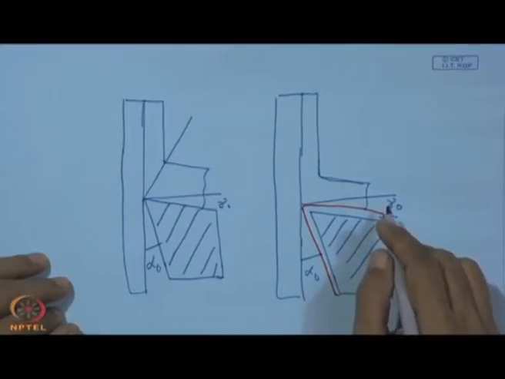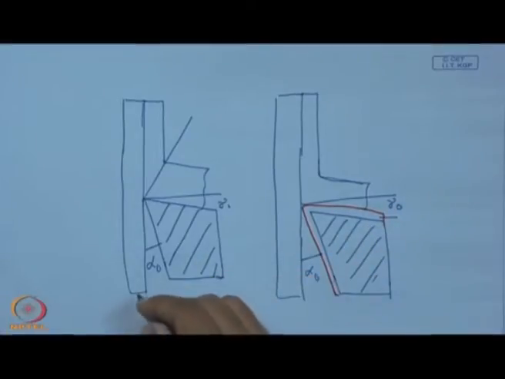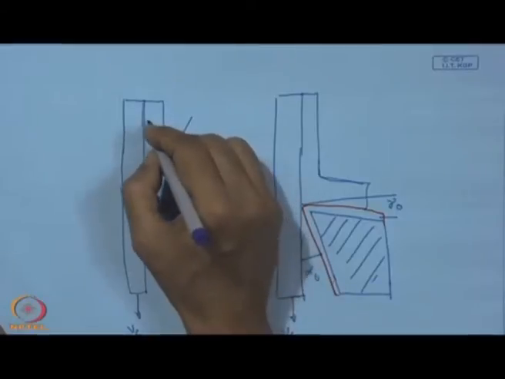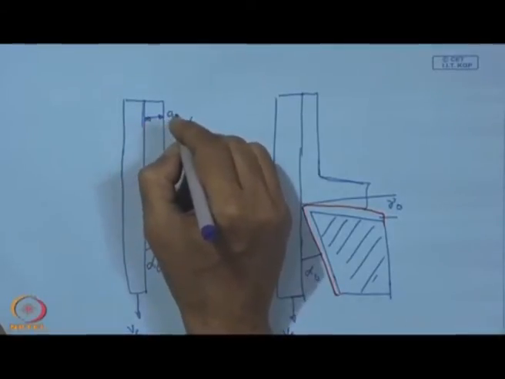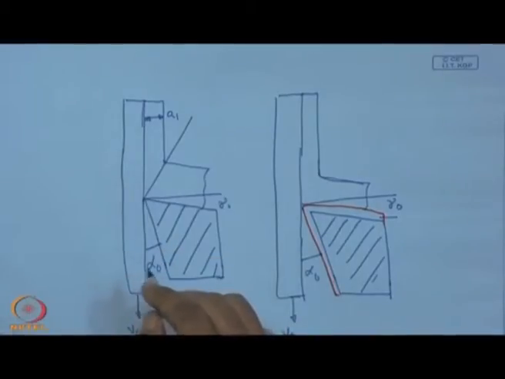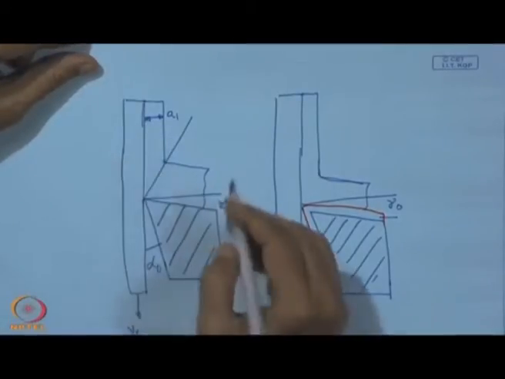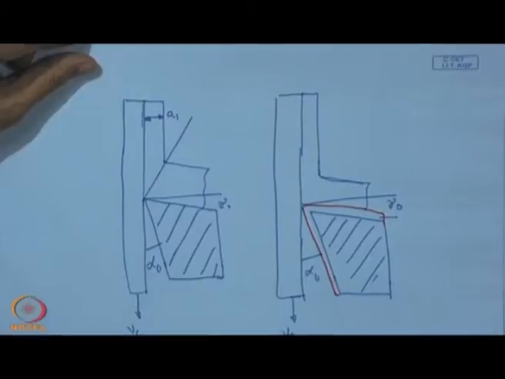So, that would be the only difference, and here the job can move in this direction or the tool can move in this direction relatively. So, the situation will be same, effect will be same. Now what we see here, this is the thickness of the uncut layer. So, we put a symbol A1, thickness of the uncut layer, and then we can show another thickness.